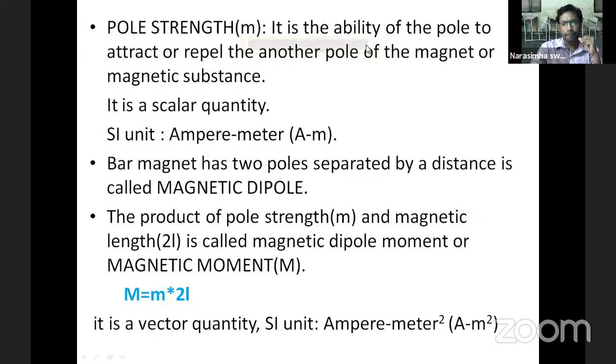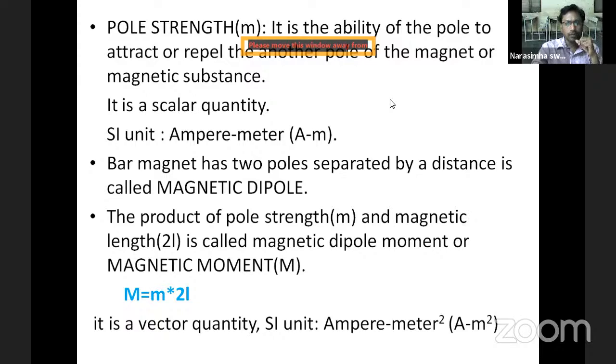Now we will move on to the next very important definition related to this, which is pole strength. Pole strength is a very important concept to be understood here. See, we know what a pole is. Pole is where the maximum attractive power is present.